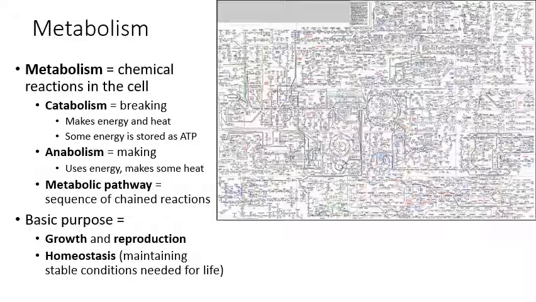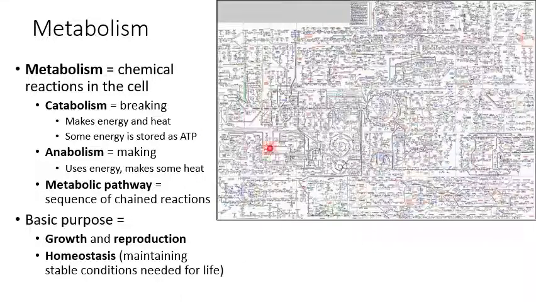Metabolism is also used to maintain homeostasis. Homeostasis is your basic stable conditions in your body that you have to survive. That includes maintaining your body temperature at a stable level, maintaining the pH of your blood at a stable level. It includes a lot of different things actually. So metabolism is allowing you to do these two things, growth and reproduction and homeostasis, and that means that it is essential for life.